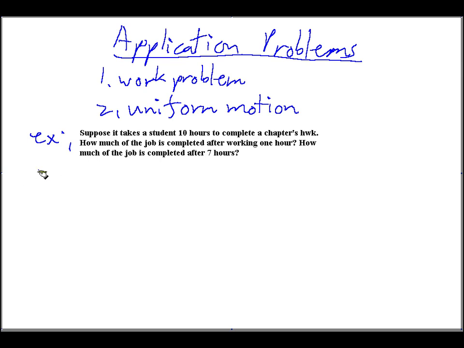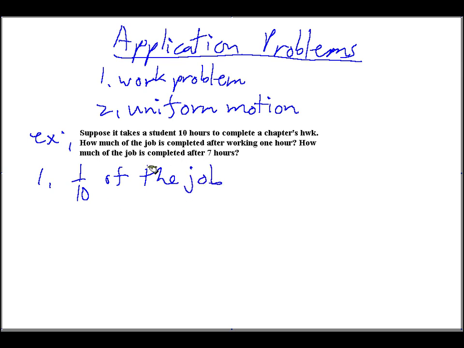So let's answer the first question, right? Well, now if it takes you 10 hours to do the whole enchilada, to do the whole job, which is finish the chapter's homework, then we're simply going to divide it by 10 to find out how much work you do in 1 hour. In other words, since it takes you 10 hours to do one job, in this case complete the chapter's homework, then how much of the job you've completed after just 1 hour is simply going to be 1/10 of the job.